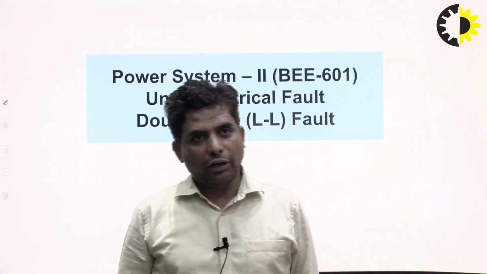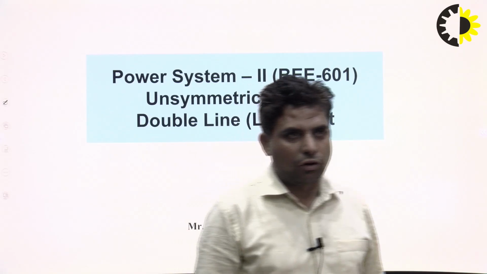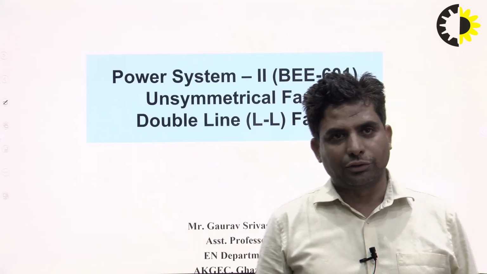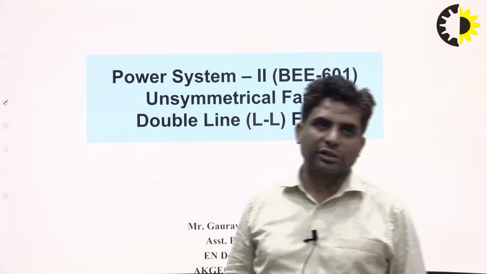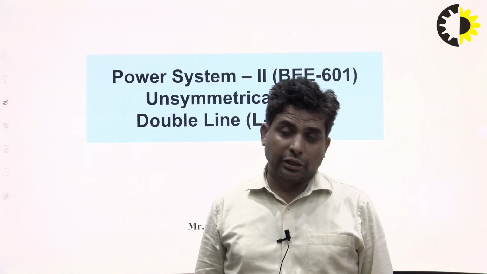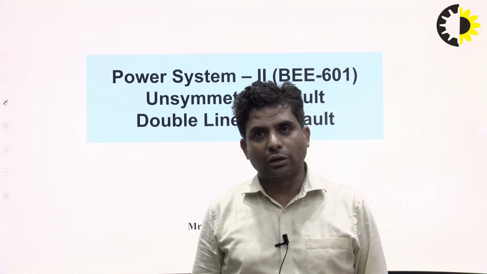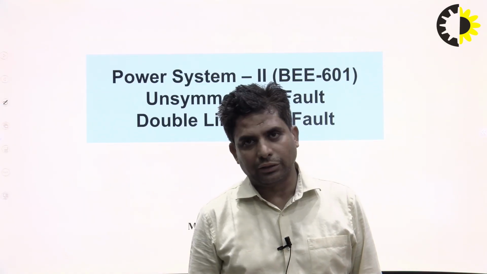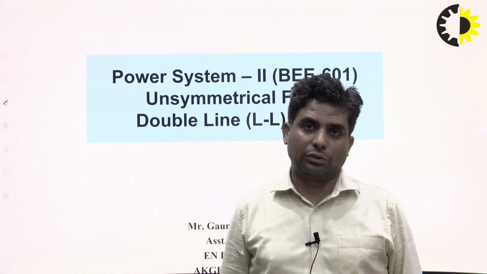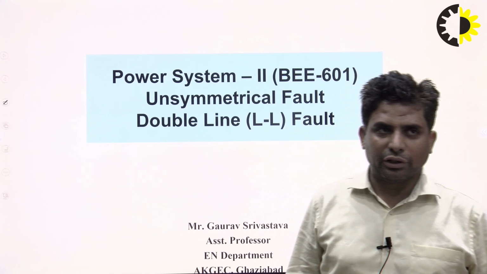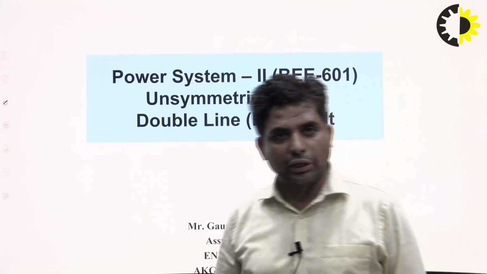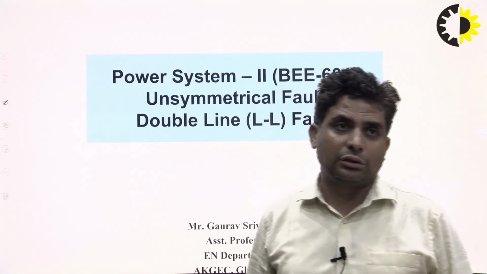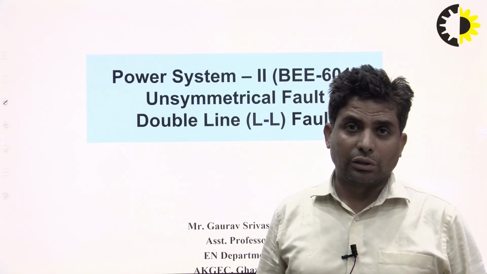So today we discuss the unsymmetrical fault, another type of shunt fault, and there are three classifications of unsymmetrical fault: the LG fault, the double line (LL) fault, and the double line to ground (LLG) fault. We have already discussed in a previous lecture how to calculate them and why they are generated, and we have also discussed their numericals.